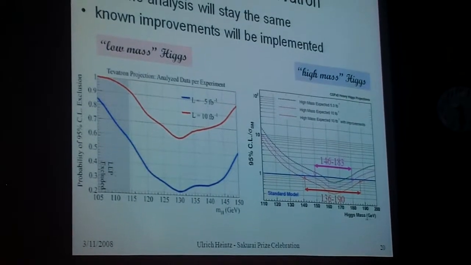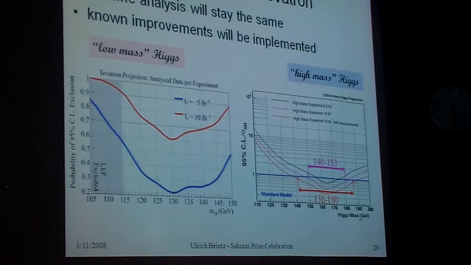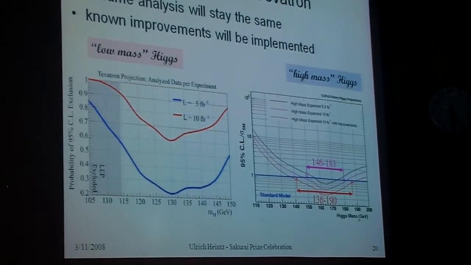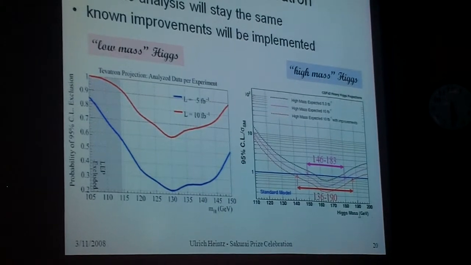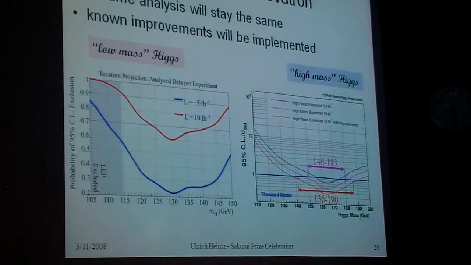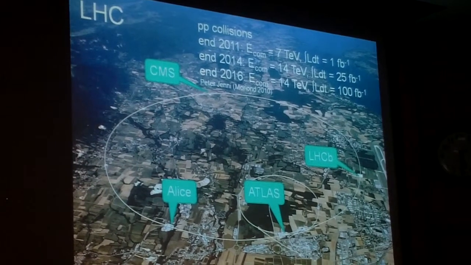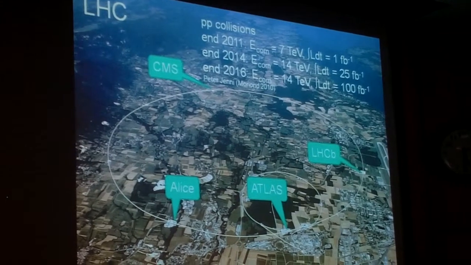So if the Tevatron gets 10 inverse femtobarn and there's no Higgs boson, then we should probably be able to exclude the entire mass range between 180 and 190 GeV. And then, of course, we're going to move on to the LHC, which collides protons with protons.